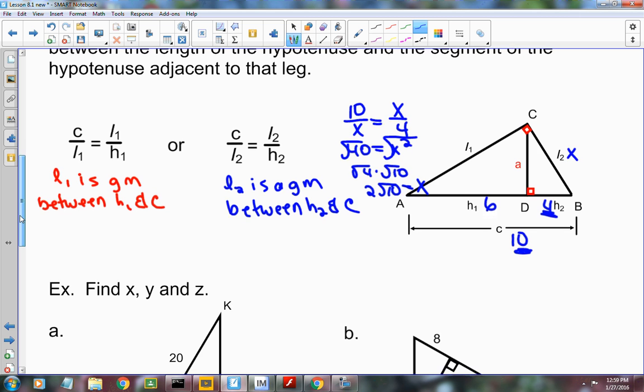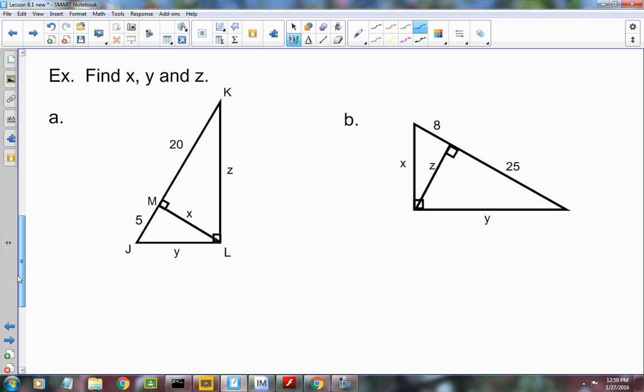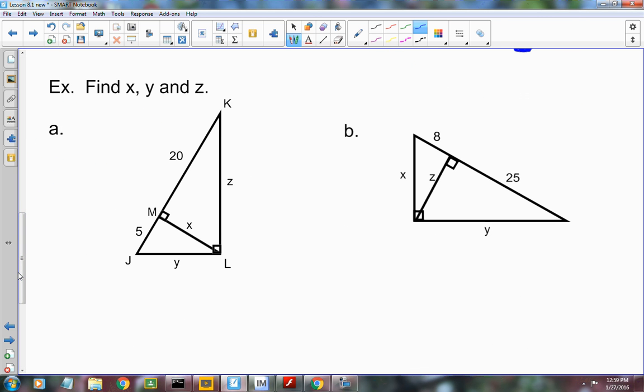All right. So let's do a couple more, because like I said, this takes a little bit of practice. Okay, so we look at this next problem. Now, don't forget what we learned yesterday.